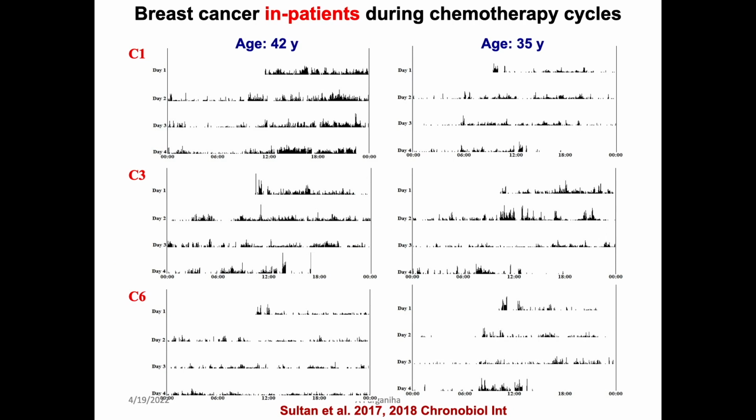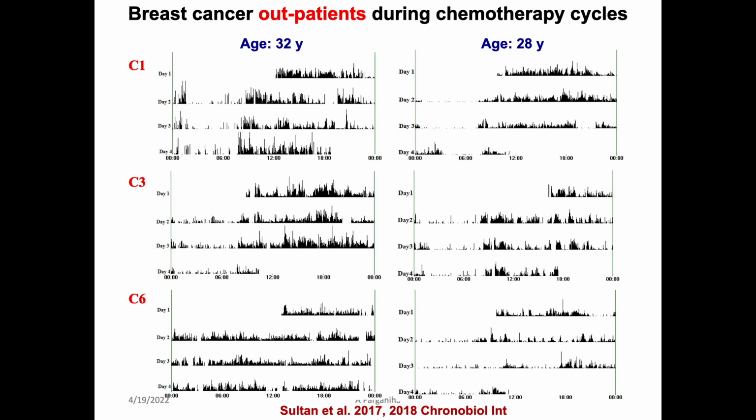This is the example of an inpatient, that is the breast cancer inpatient, across the chemotherapy cycles. During the first chemotherapy cycle, the rhythm was maintained. However, as the chemotherapy cycle progresses, during chemotherapy cycle 6, we can see that the activity level is minimized, as well as there is no distinction between the day and night. So that clearly indicates that with the progression of chemotherapy cycle there is a disruption in the rest activity rhythm.